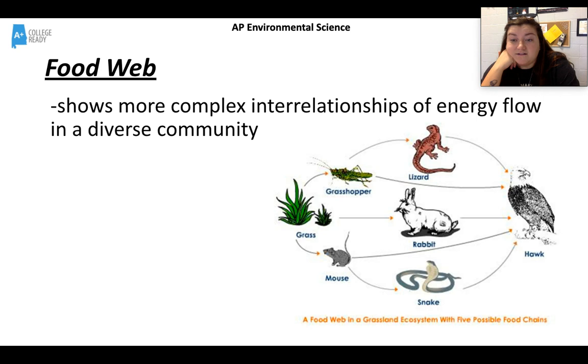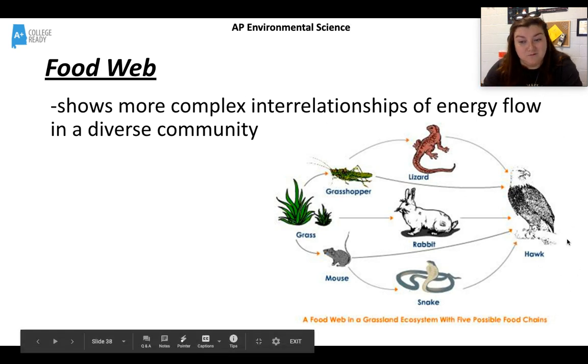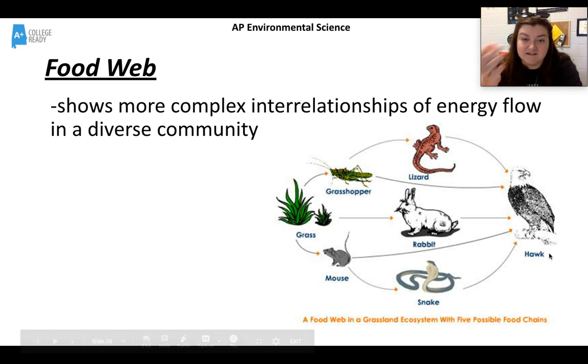You've got your hawk, and I don't know how I feel about this clip art because that hawk sure does look like a bald eagle, in which case, mislabeled. And you can see if you wanted to, you could put the sun right here still, right? Because that's where all that energy is coming from. The grass gets the energy from the sun. That heads to the mouse, the rabbit, the grasshopper.